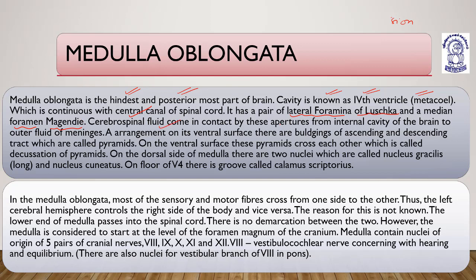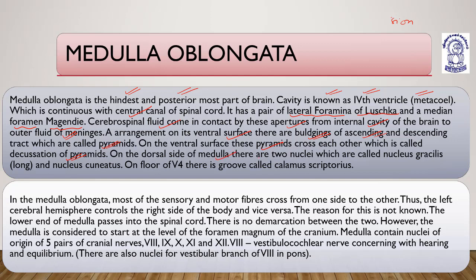Cerebrospinal fluid comes in contact with these apertures, from the internal cavity of the brain to the outer fluid of the meninges. On its ventral surface, there are bulgings of ascending and descending tracts known as pyramids. On the ventral surface, these pyramids cross each other, which is called decussation of pyramids.